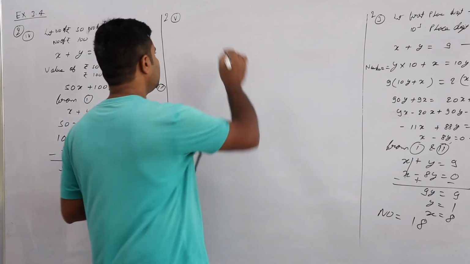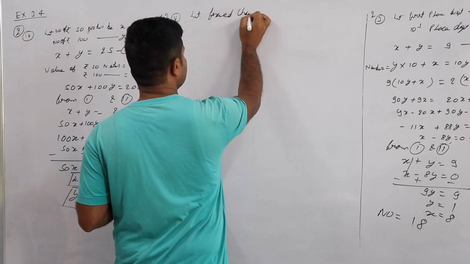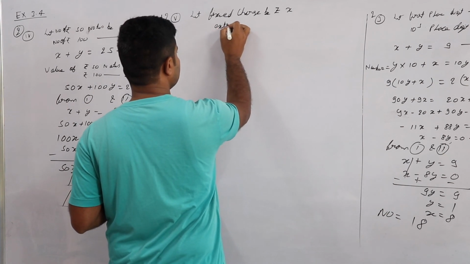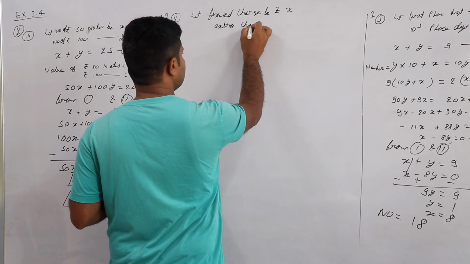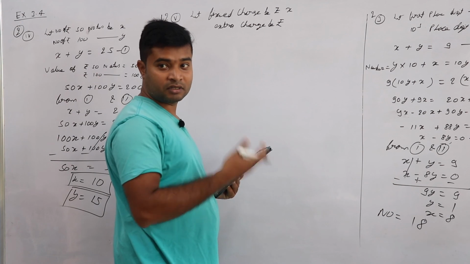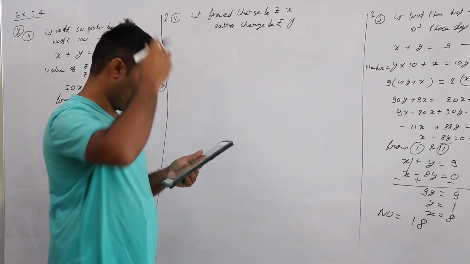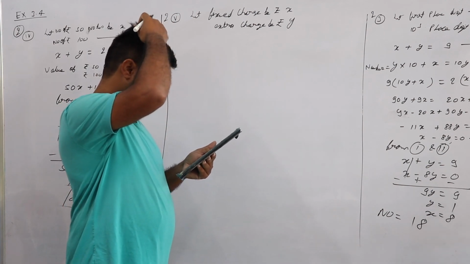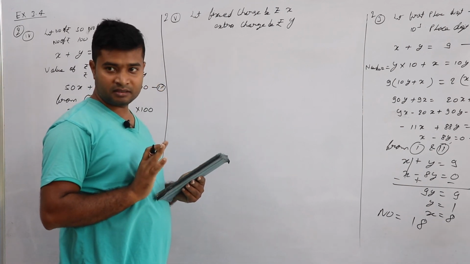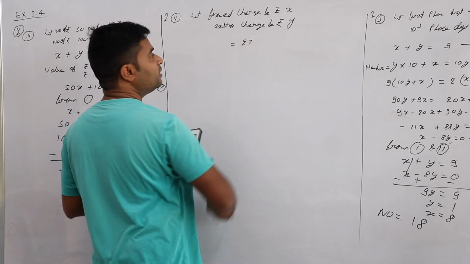So assume the fixed charge be rupees x and the extra charge be rupees y. Now the question says she paid 27 rupees for a book for keeping 7 days. 27 rupees means the total is 27.